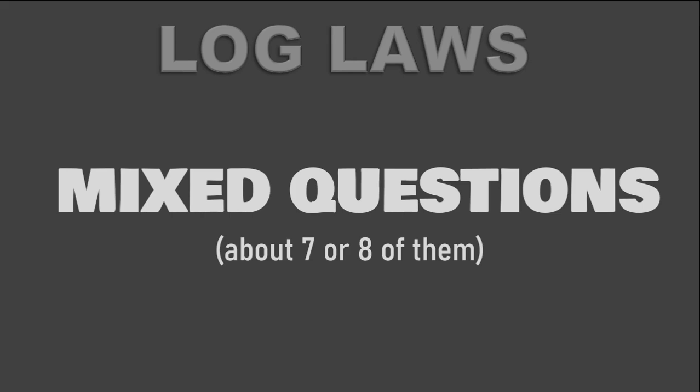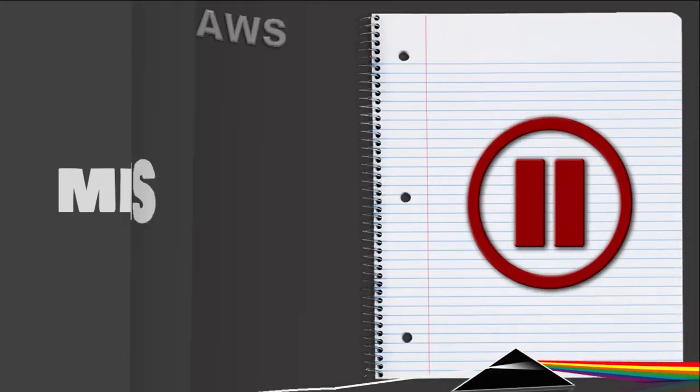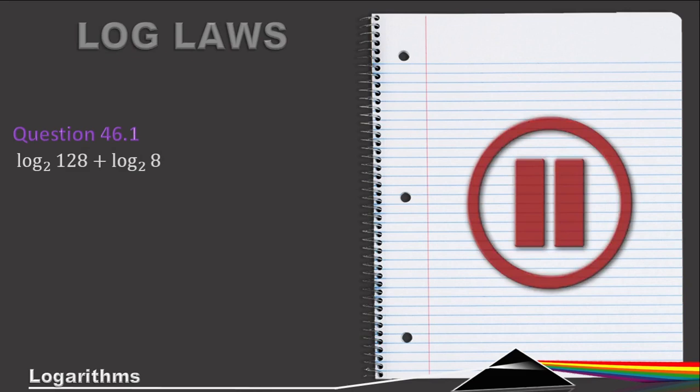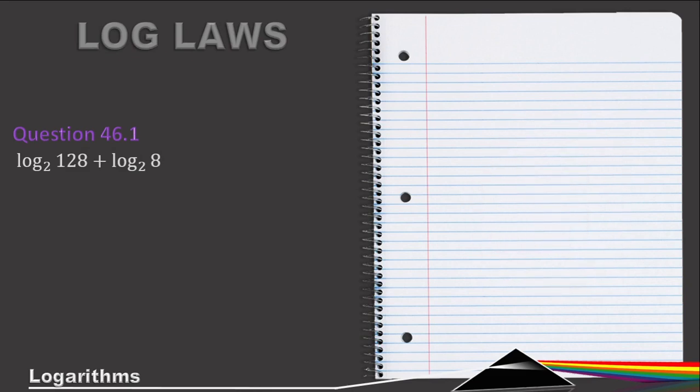Right, now let's look at a few mixed questions. These questions are more the type of exam questions that you can expect. Okay. Question 46.1. So now remember we have 4 laws. You can play around with those 4 and see what final answer you can come up with. Hopefully the right one. But here we have a bigger number, so I'm going to start by prime factorizing that.